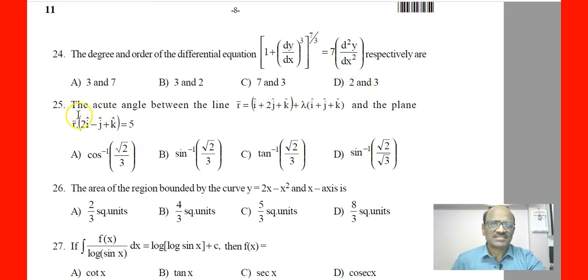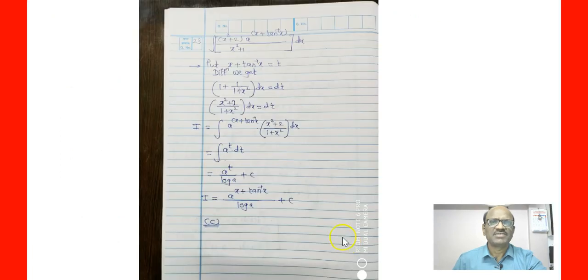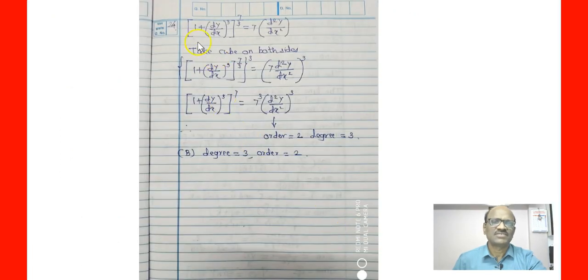Now next, again we will see how it is solved. This is the question: 1 plus dy by dx bracket raised to 7 by 3 is equal to 7 d2y by dx square. Take cube on both sides. Then you will get 1 plus dy by dx bracket raised to 7 by 3 whole cubed is equal to 7 d2y by dx square bracket raised to 3. After the simplification, the order is 2 and the degree is 3. But what is the sequence? The degree is 3 and the order is 2. The B option is the correct one.